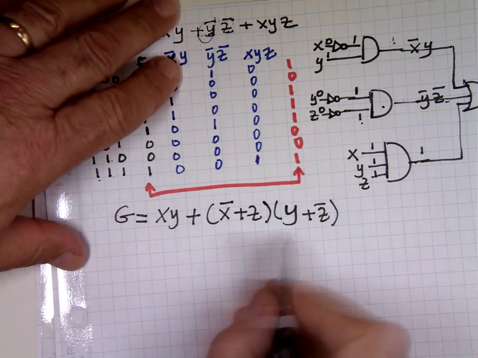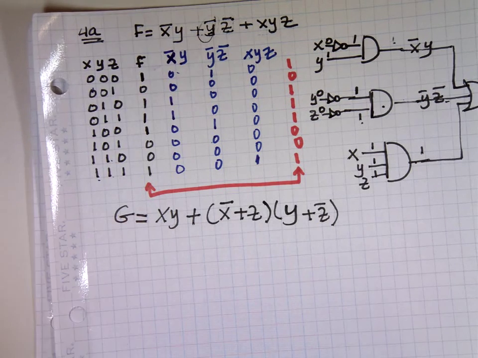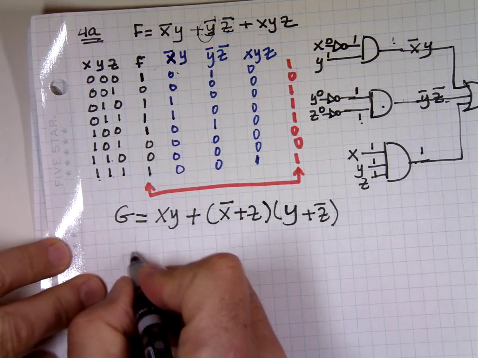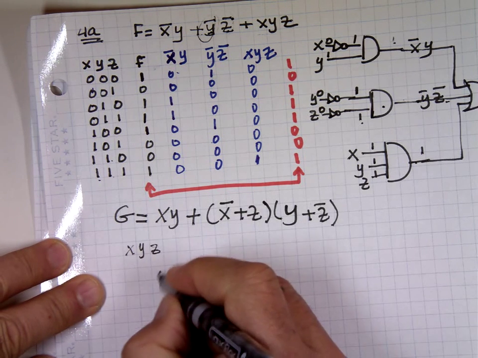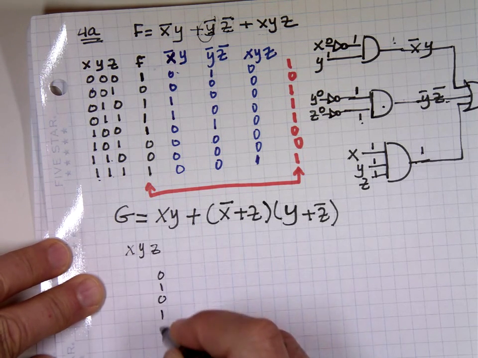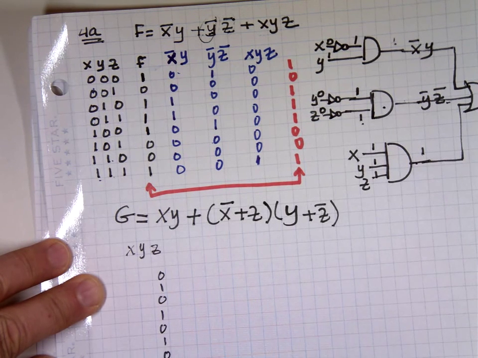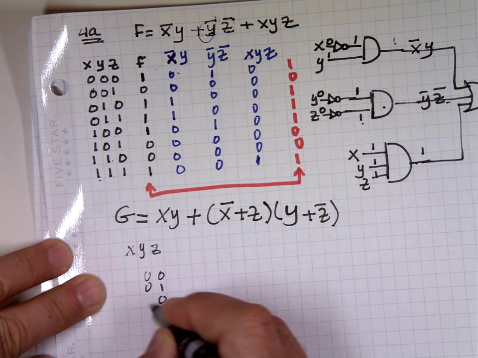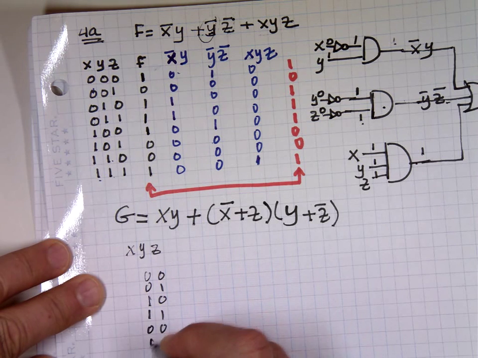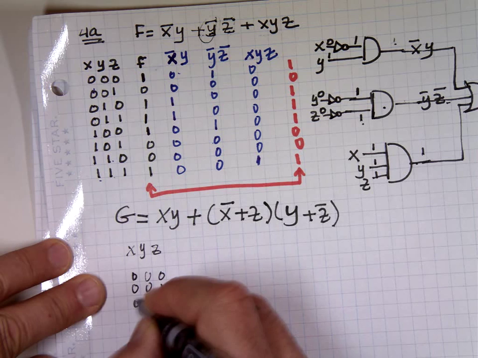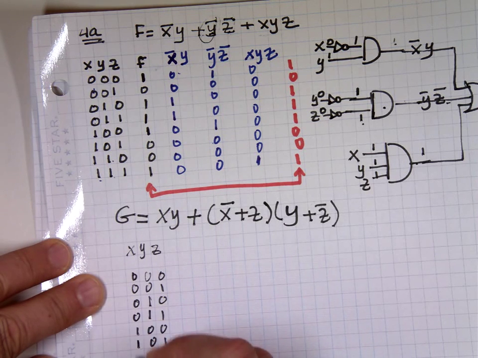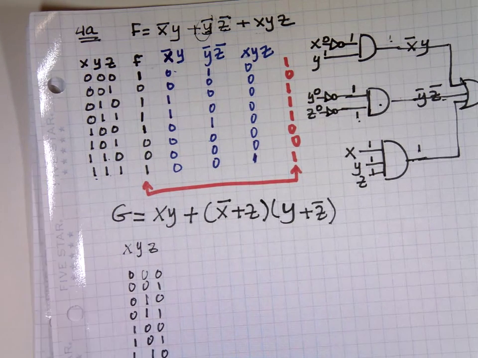Again, how many inputs do I have? X, Y, and Z, right? I get 3. Here's the combination. 0, 1, 0, 1, 0, 1, 0, 1. 0, 0, 1, 1. 0, 0, 1, 1. 4 zeros. 1, 2, 3, 4. 4 ones. 1, 2, 3, 4. Please slide the page up.